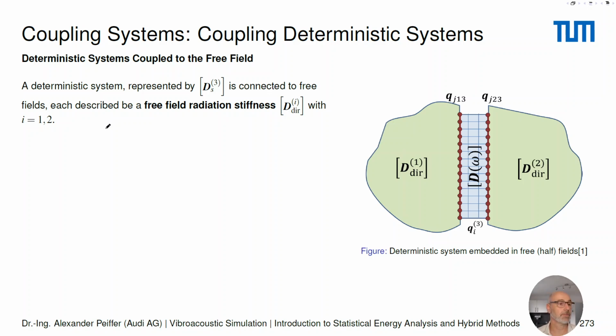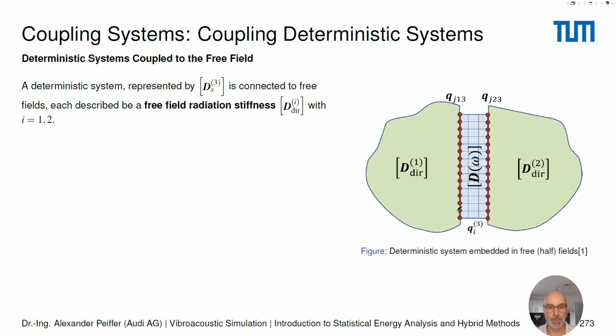Keeping this in mind, we think about now a system. What happens if we put such a deterministic system, which is represented by a stiffness matrix with the index 3, and we connect it to, let's say, 2 free field radiation stiffnesses. So we have a free field here. It could be an open space and half space of air, and we have this on both sides.